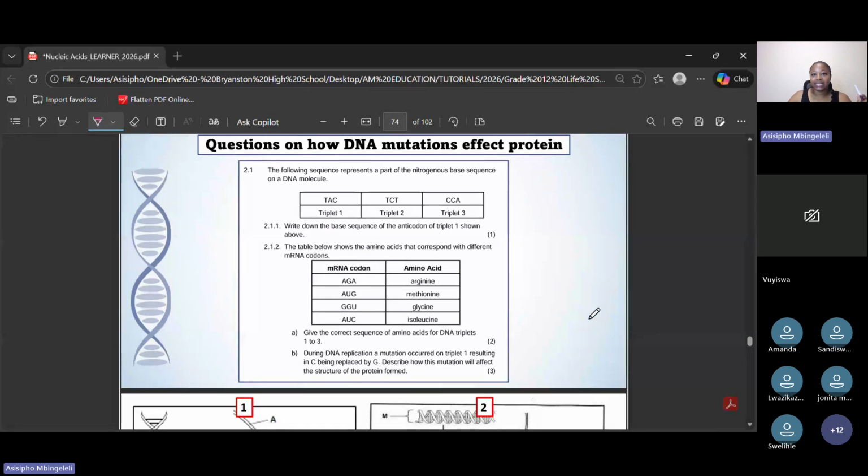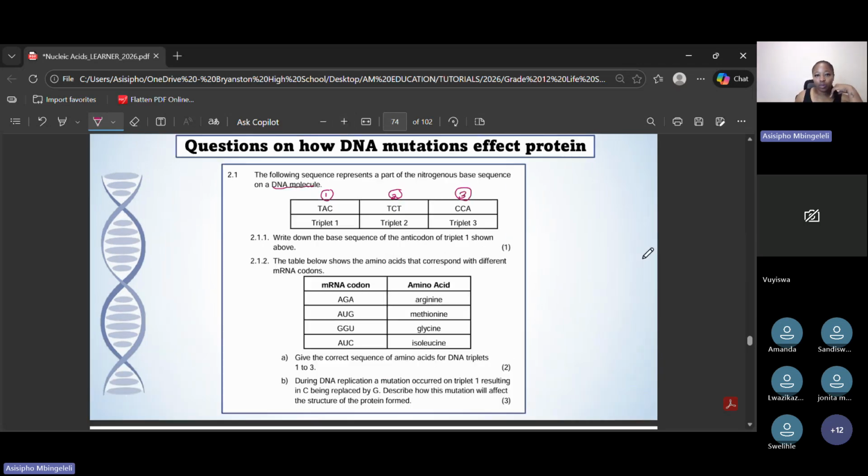The following sequence represents a part of a nitrogenous base sequence of a DNA molecule. You are having 3 triplets. When they say triplets, it's in a DNA molecule, but they've already told us. So it's triplet 1 and triplet 2 and triplet 3. Please, let's get ready to do this together, guys. Okay, let me zoom in a little bit.